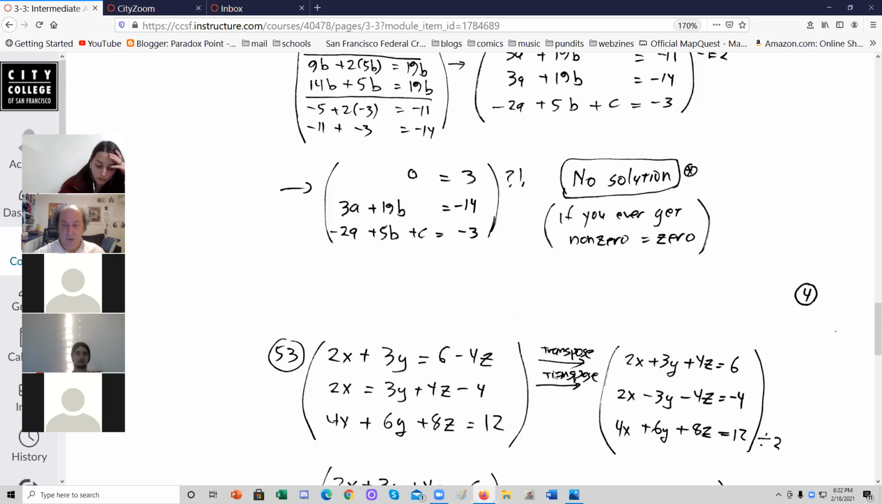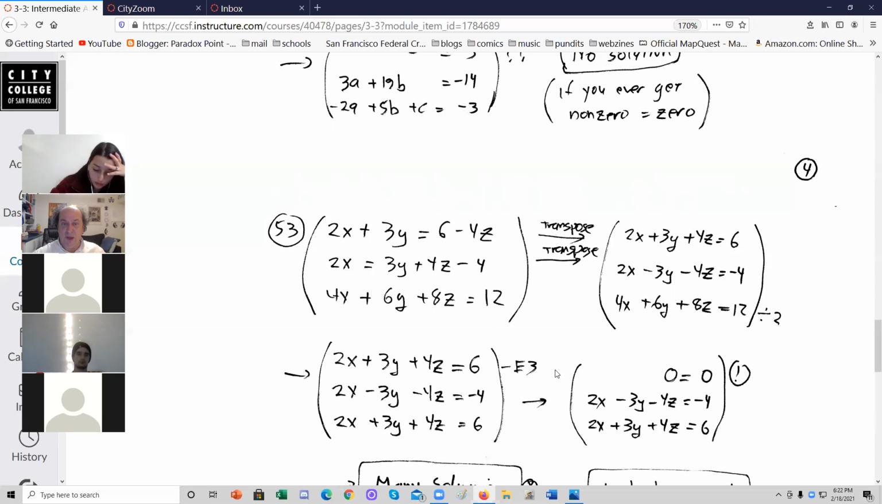Here's a very similar one. Okay, here this is kind of messy. 2x plus 3y equals 6 minus 4z. 2x equals 3y plus 4z minus 4. 4x plus 6y plus 8z equals 12. A mess because there's variables on both sides of both these equations. So we do some transposing. Move this left, move these left. Here we go. 2x plus 3y plus 4z equals 6. 2x minus 3y minus 4z is negative 4. 4x plus 6y plus 8z equals 12.